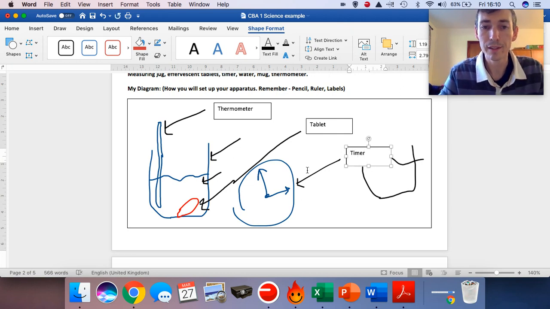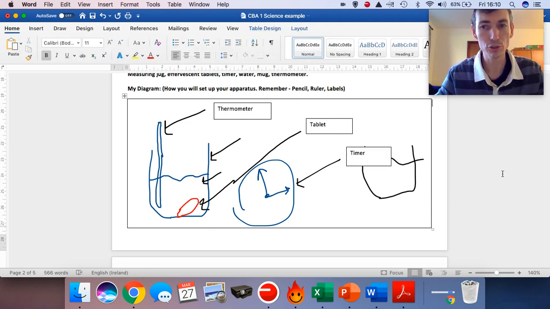And so on. Now, a big mistake that people make when they're doing their diagram is they just draw the equipment. So I have not drawn a thermometer by itself, a mug by itself, and a tablet by itself. I have drawn how the equipment is arranged. Okay, the thermometer is in the water is in the mug, the tablet is in the mug. So you have to draw how you arranged it. Don't just draw your equipment.